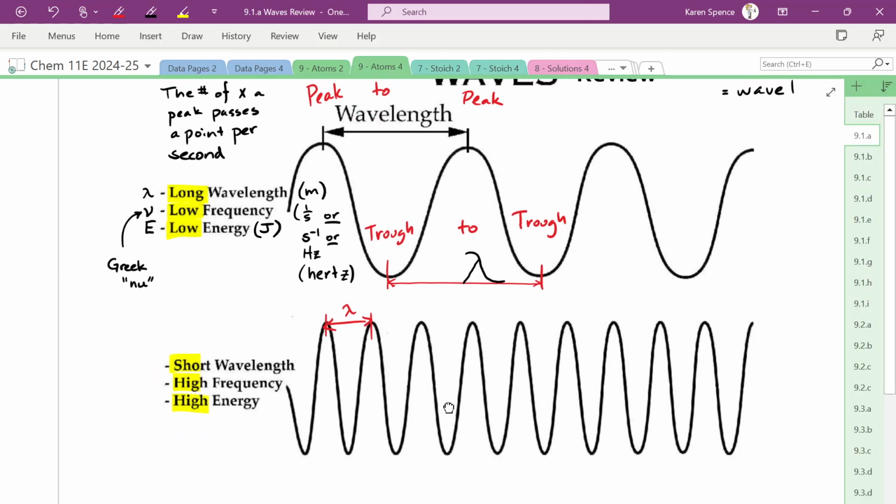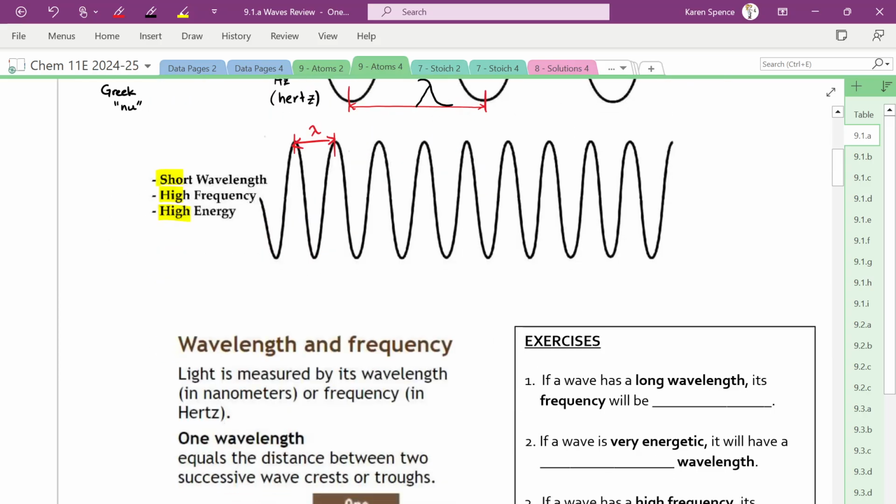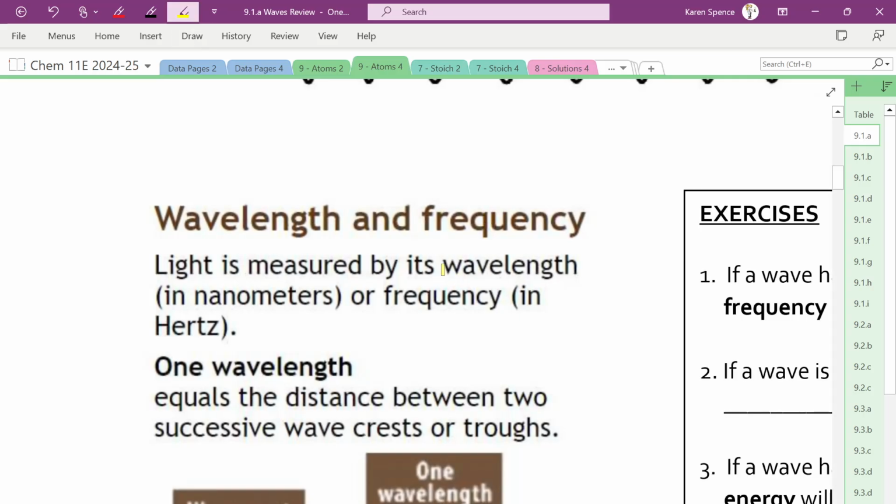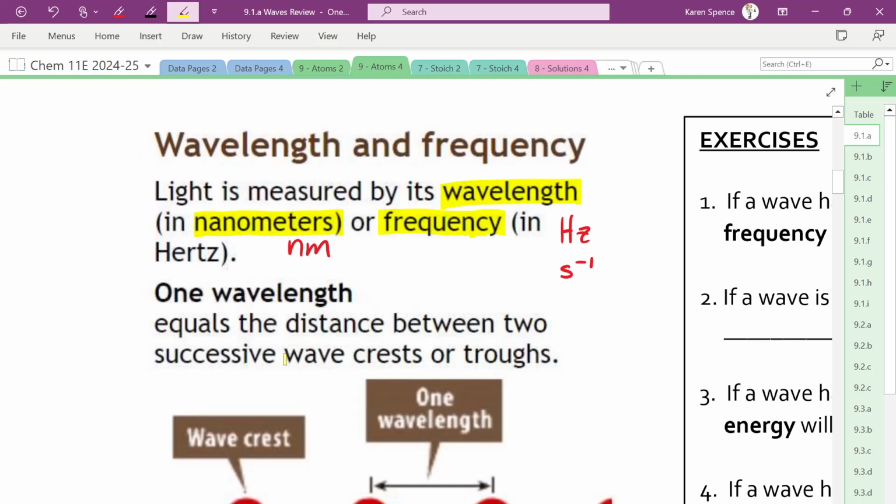So back here, this just reiterates that light is measured by its wavelength in nanometers, nm, and its frequency in hertz or seconds to the -1. Okay, so that's just what we said before. And a wavelength is between 2 successive crests or peaks or 2 successive troughs.